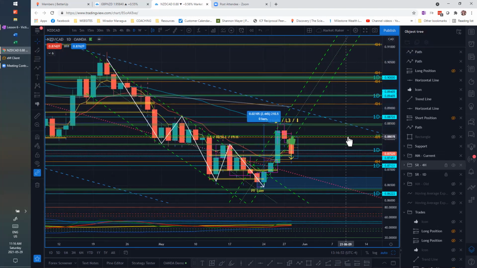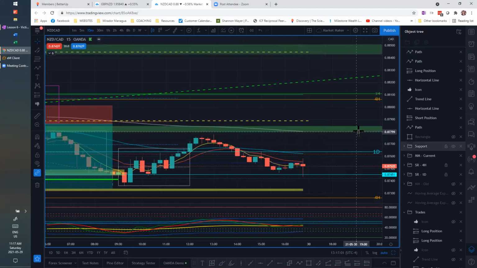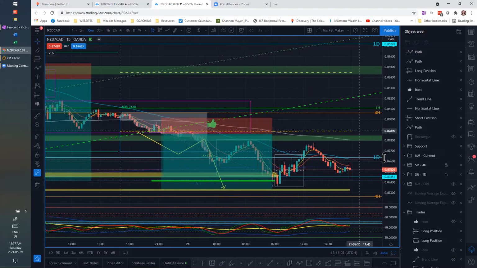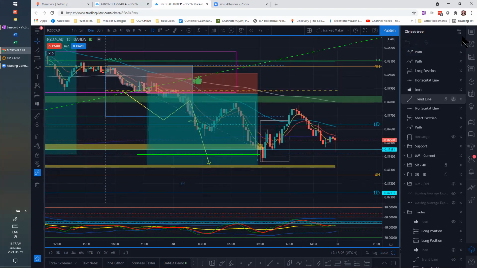So use everything. It gets a little bit messy, but sometimes it gives an extra little edge on what price might be doing. Because we're trying to anticipate, but not predict, which is what happened to me on Friday.